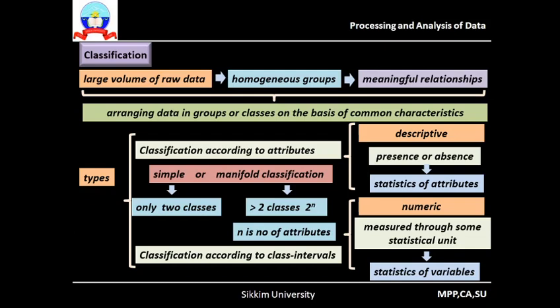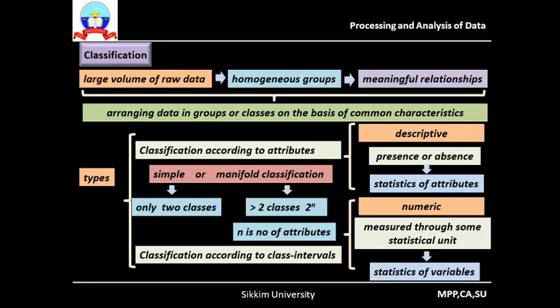Now, classification according to attribute is descriptive in nature, whereas classification according to class interval is numeric in nature. Classification according to attribute looks into the presence or absence of attributes. This is also referred to as statistics of attributes. Whereas classification according to class intervals is based on numeric values measured through some statistical unit, and it is also called statistics of variables.